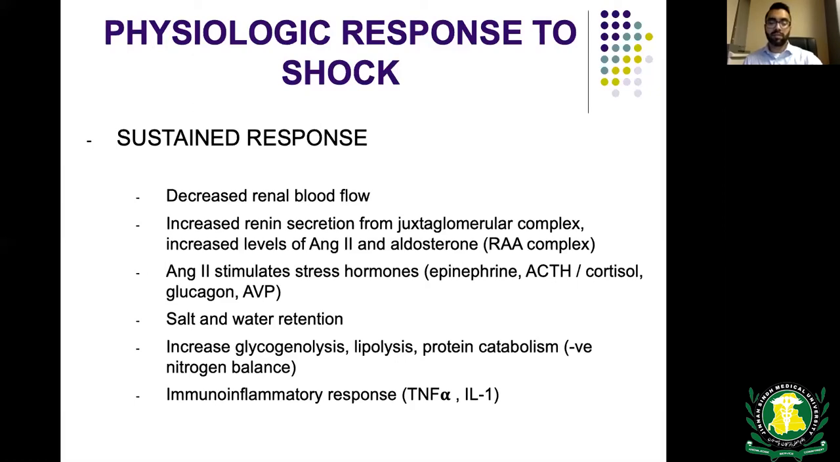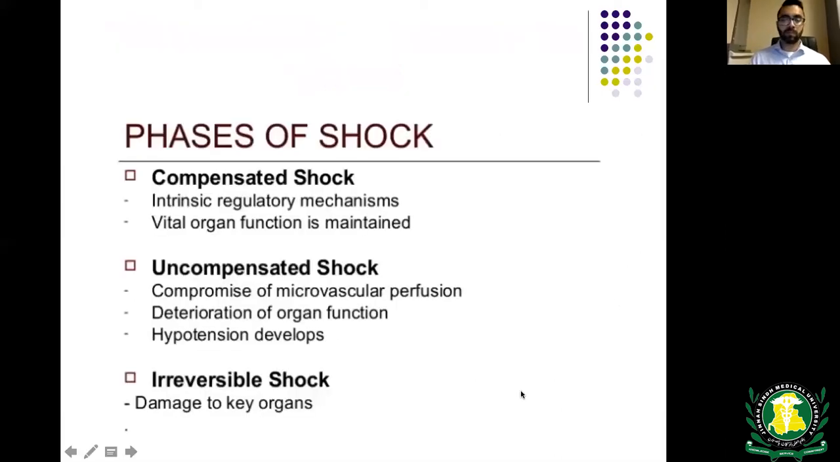In particular, the lung takes the biggest hit as a result of this immunoinflammatory response and causes severe ARDS in a severe shock state. So phases of shock, which I already described: compensated shock, when your intrinsic regulatory mechanisms and all the neurohormonal mechanisms are able to control the initial insult and the vital organ function is maintained. This is called compensated shock.